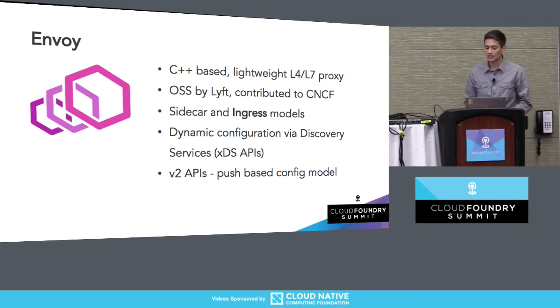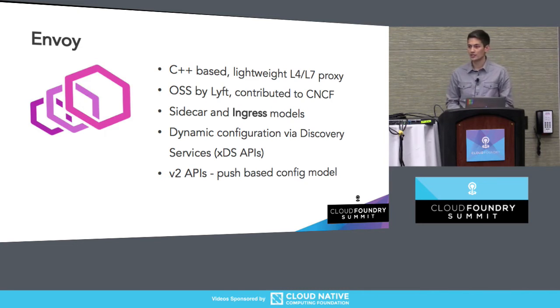Envoy operates primarily in two modes, sidecar and ingress. Sidecar is what's commonly deployed alongside a service within a container, and when these Envoy sidecars talk to each other, it builds what is known as the service mesh. For routing purposes, we're focusing on the ingress model, which is what brings public traffic into the cluster.